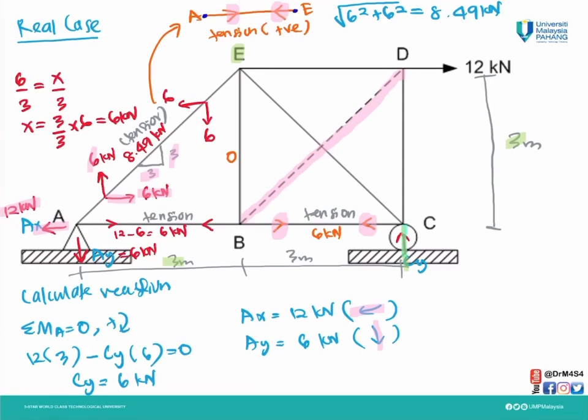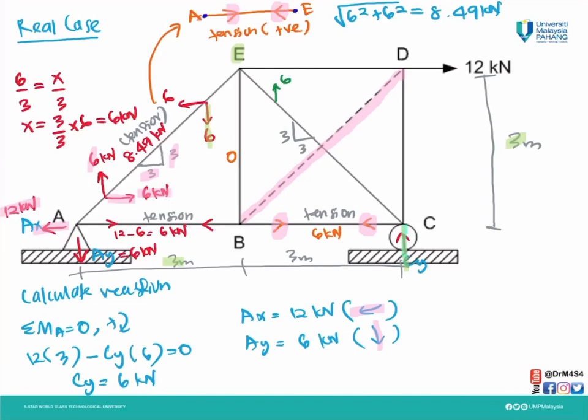In member EB, we don't have force, and ED is horizontal. We have a vertical force of 6 kilonewton. That means this 6 kilonewton is going down. In member EC, at joint E, we're going to have 6 kilonewton going up. And remember, we have a gradient for this one. The gradient for member EC is 3 meter, 3 meter.